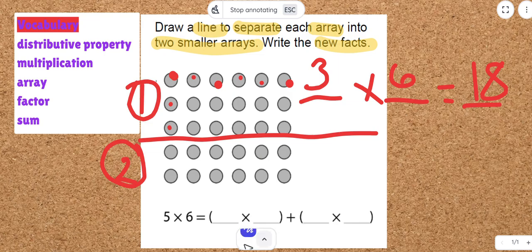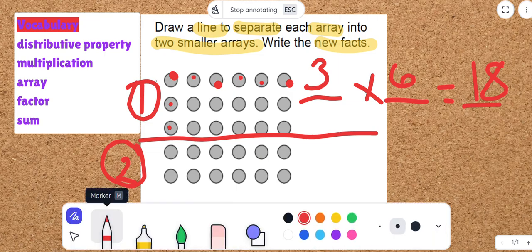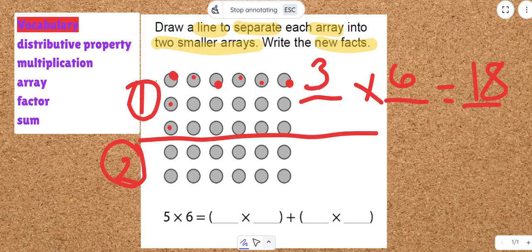And then we'll go to the second array, and I'll change my color just to show you for the second array. All right, blank times blank equals blank. All right, and we have how many rows going down? 1, 2. And we have how many in each row? 1, 2, 3, 4, 5, 6. Okay, and then 2 times 6 is 12.